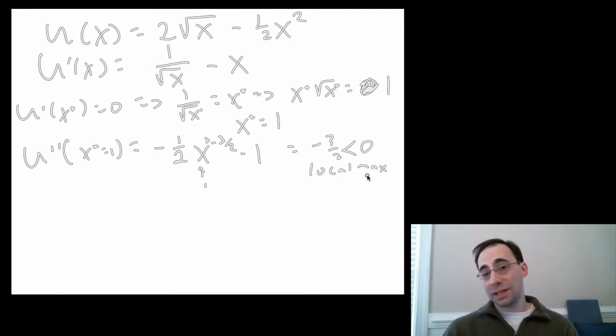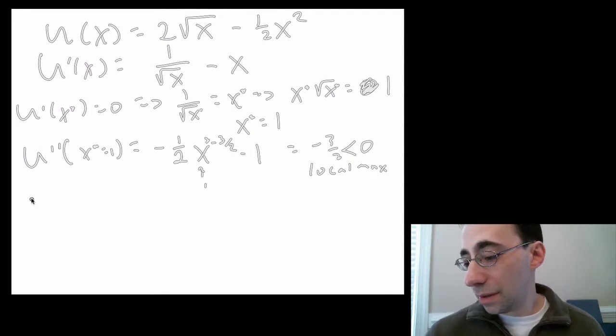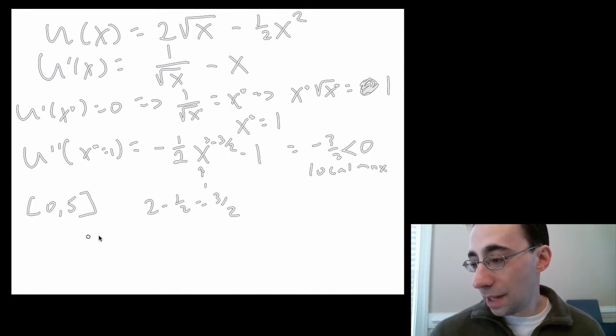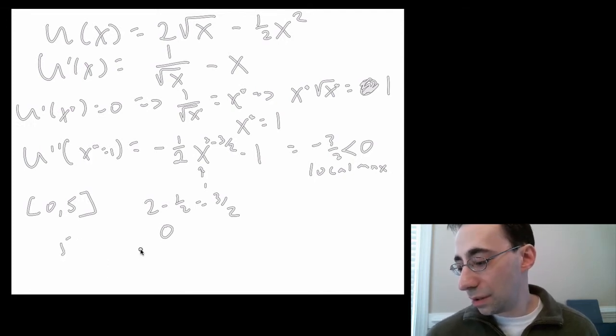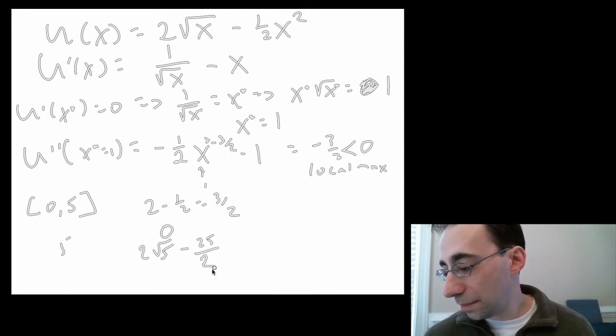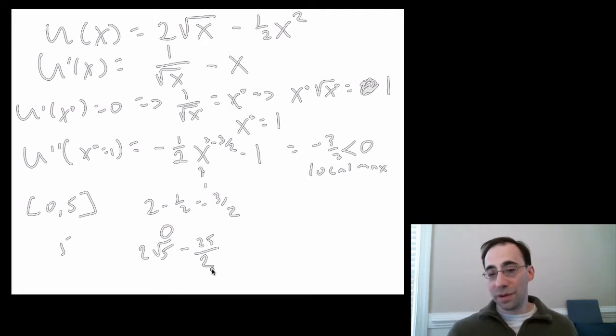We can check again to see if we're getting anywhere. Well, you plug in 1 to your function, you get 2 minus 1/2 equals 3/2. At 0, you get 0. At 5, you get 2 square root of 5 minus 25 over 2. That's even lower than before. That's still negative. So again, we have the local maximum being a global maximum.